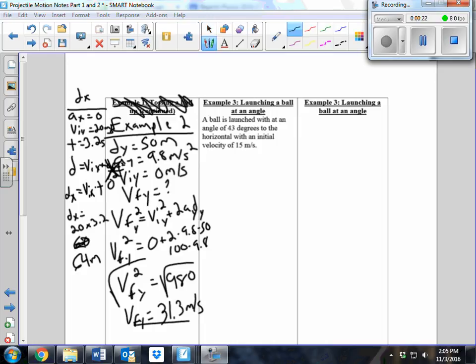Now, as I stated in class, it's always good to draw a picture. So here's our horizontal, and it says a ball is being launched above it at 43 degrees with a velocity of 15 meters per second. This is the resultant velocity, so the first thing we need to do is break it into its horizontal and vertical components.